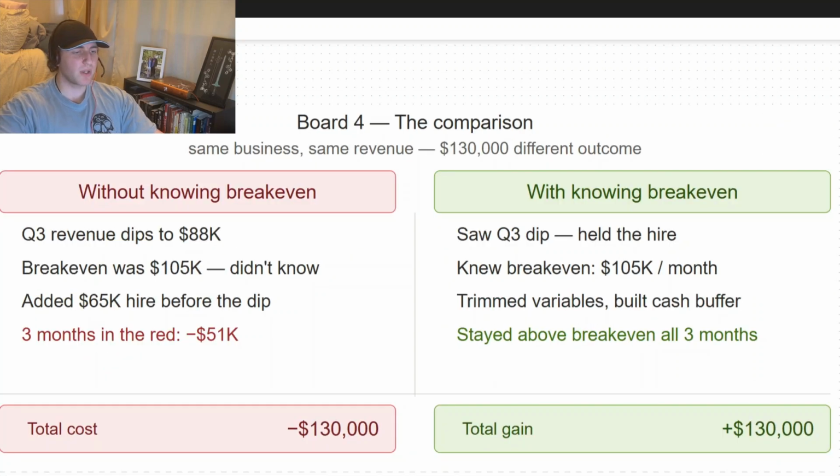So let's take a look at what happens if you don't have this information. If you don't know your break-even point, it looks like your Q3 revenue dips by $88,000. You should have been breaking even and making profit above $105,000, but you didn't know. And because you didn't know about the $88,000 dip, you decided to hire somebody for $65,000. And for the full 3 months, you're in the red at $51,000, meaning this cost you $130,000. This is a result of bad accounting.